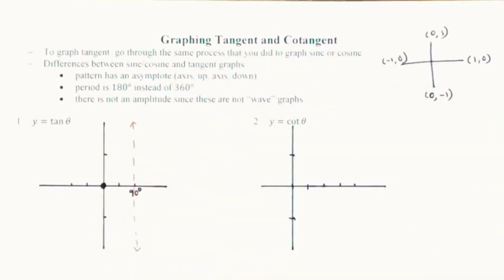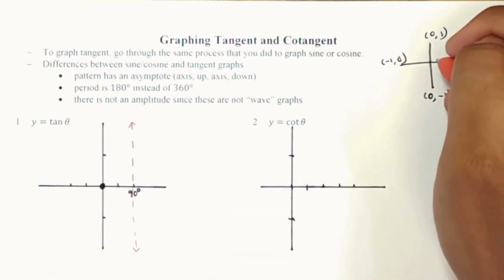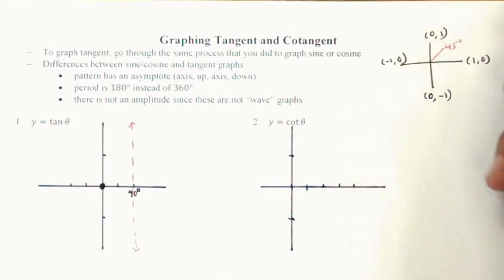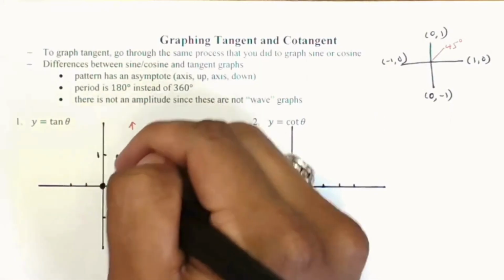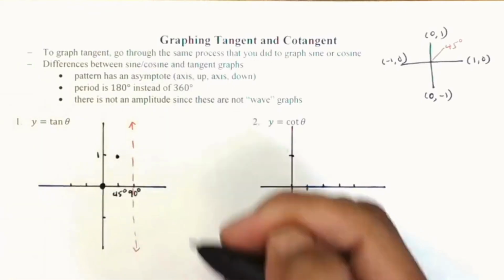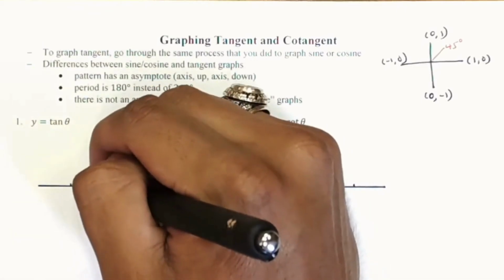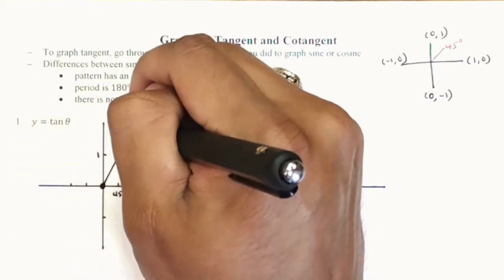Well, how else could I figure out some more points here? What's right between 0 and 90? Well, 45 degrees. 45 degrees has the point (root 2 over 2, root 2 over 2). So tangent of 45 degrees will always be 1. So here at 45 degrees, it's 1. So I end up having a piece of the graph that looks something like this.